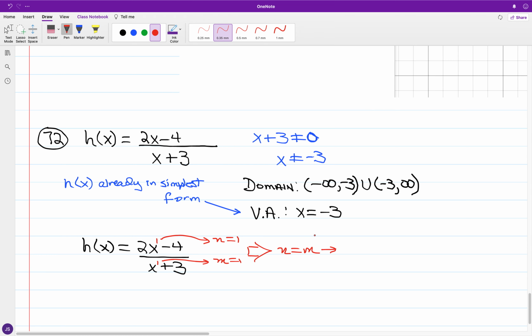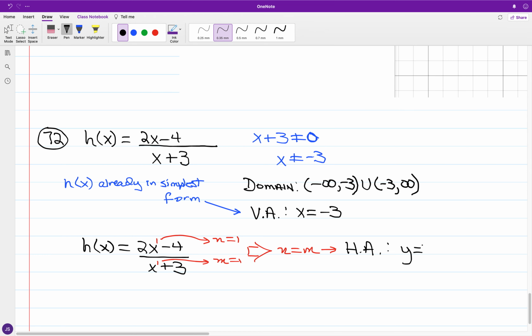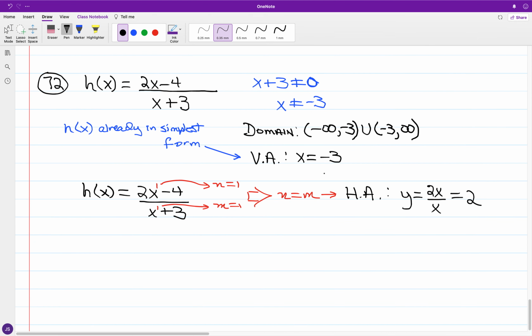And in the case of the asymptote, this is going to be a horizontal asymptote. We have y is equal to a constant, and this will be taking the ratio of the higher order terms in the numerator and denominator. From the numerator I have 2x, and from the denominator I have x, and 2x divided by x goes to 2. So again, we have the vertical asymptote x equal to negative 3, and the horizontal asymptote, y is equal to 2.